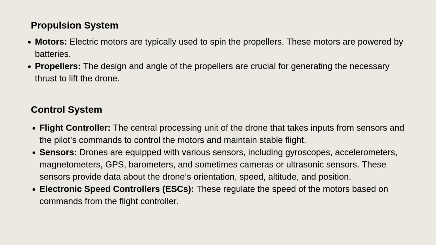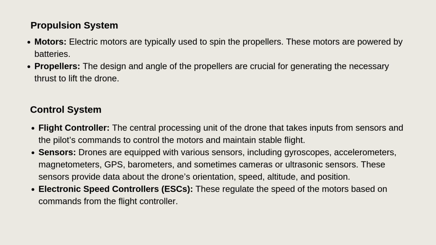Sensors. Drones are equipped with various sensors, including gyroscopes, accelerometers, magnetometers, GPS, barometers, and sometimes cameras or ultrasonic sensors. These sensors provide data about the drone's orientation, speed, altitude, and position. Electronic speed controllers, ESCs. These regulate the speed of the motors based on commands from the flight controller.